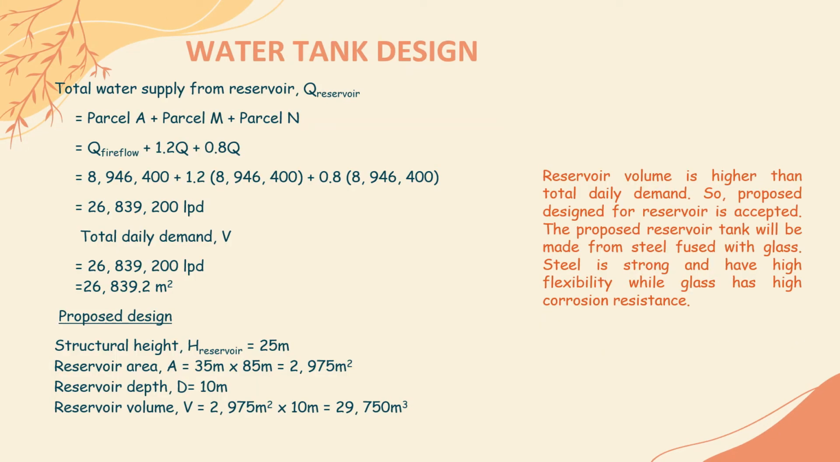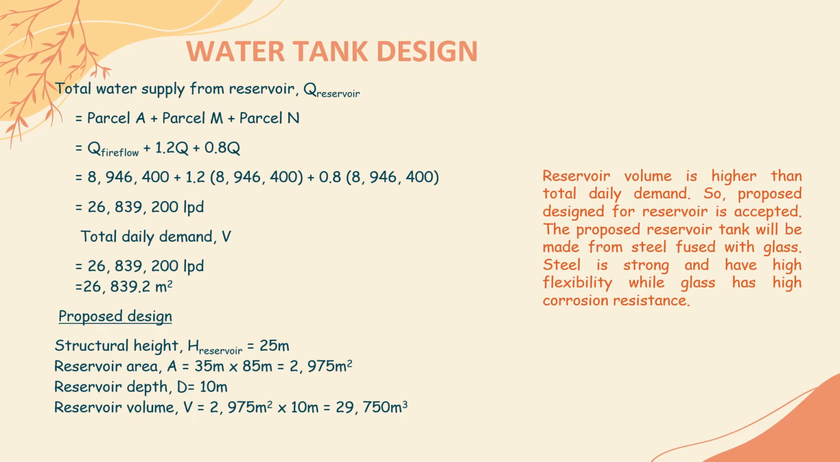Next is water tank design. We can calculate the total water supply from the reservoir by adding the values of parcel A, M, and N, and then we get 26,839,200 liters per day. And the total daily demand is the same as Q reservoir, but in meter square unit. Let's take a look at the proposed design.